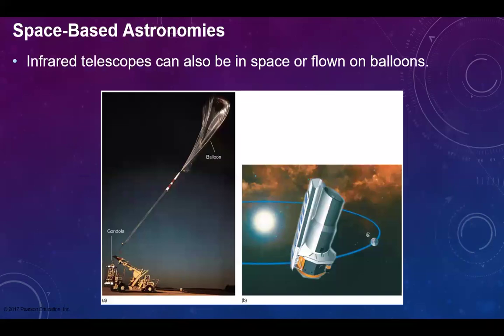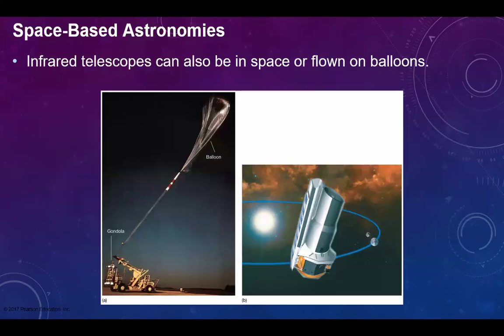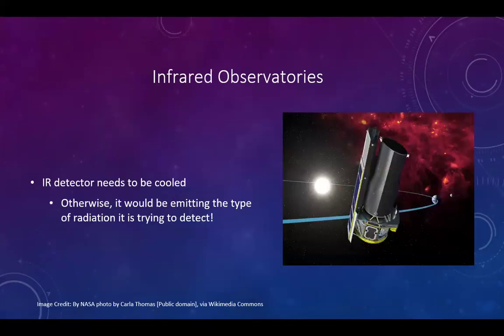Or we use spacecraft. IRAS or Spitzer were some of them. So you can send up a balloon, or you can put something into space. And so, infrared telescopes in space. The most famous of these is the James Webb Space Telescope. It's primarily an infrared telescope. It does actually also go into the visible, but mostly infrared. And then Spitzer was one of the first ones.